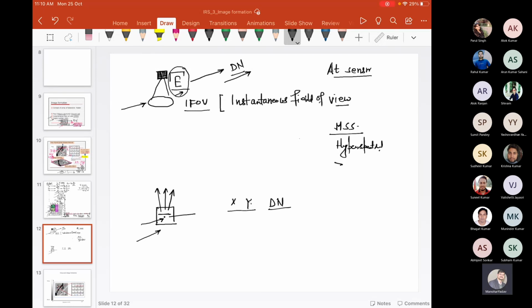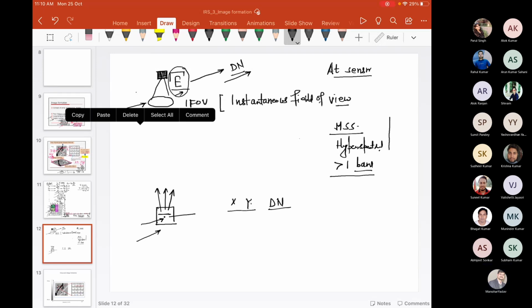And when we talk about multispectral or hyperspectral sensors, in both cases we have more than one band. So we have many channels. In this case, I talk about one channel. One channel means one spectral band. Similarly, we have a second spectral band, third onward.